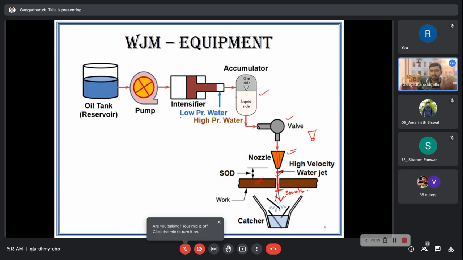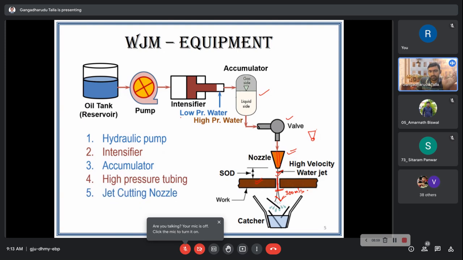So these are the equipments related to water jet machining: hydraulic pump, intensifier, accumulator, catcher, high pressure tubing.